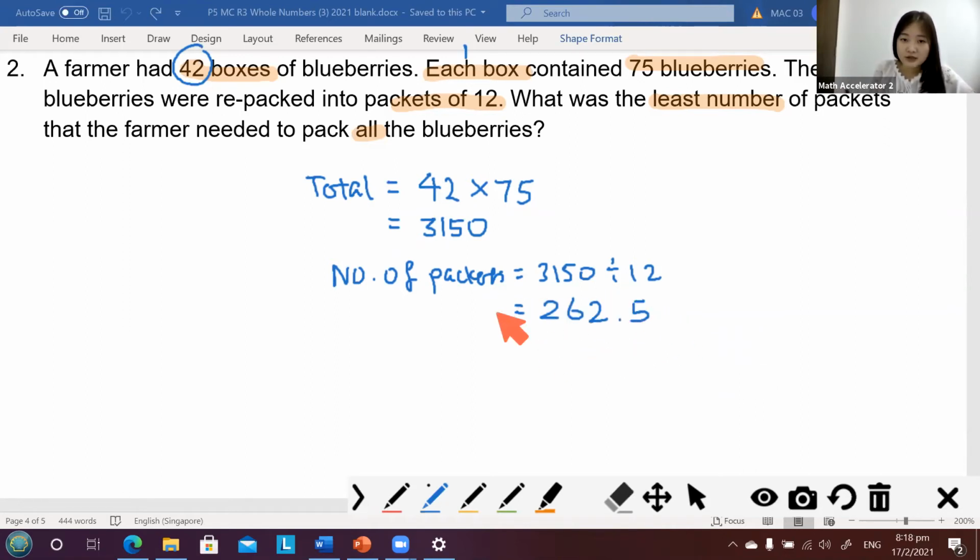That means that there are some blueberries that are not being packed into your packets of 12. So this is 262.5. So what's the least number of packets that the farmer needs to pack all the blueberries? Least number. I'm going to start another poll. Can you choose your answer?